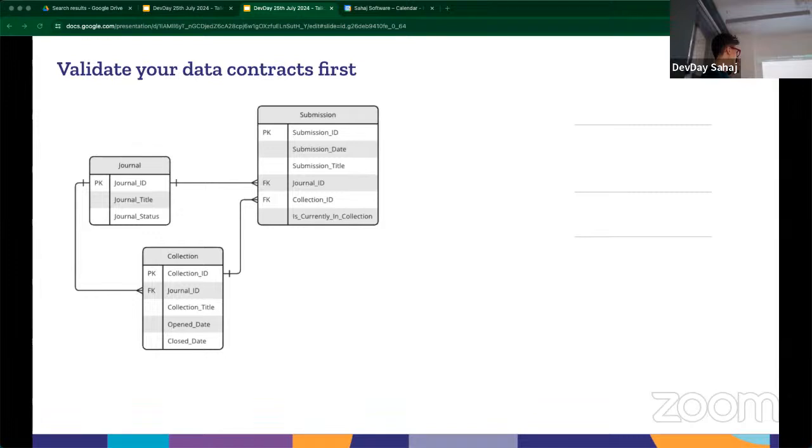Well, if we take a very simple data model that is very applicable to this business. This business has many journals. Those journals have many submissions. Some of them are in flight, some of them are published. Some of them are currently in a collection, some of them are not. It's just a very simple data model. So how do you actually set your tests, and what are the things that you actually test for?